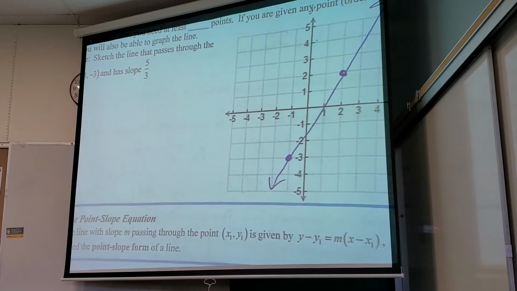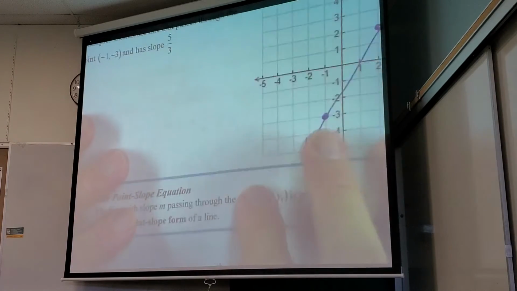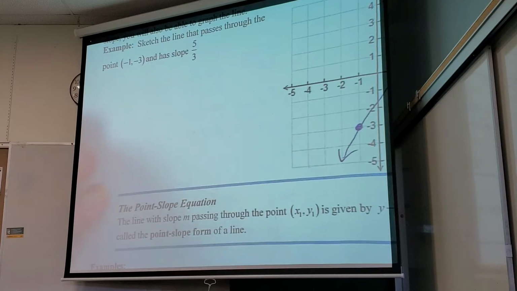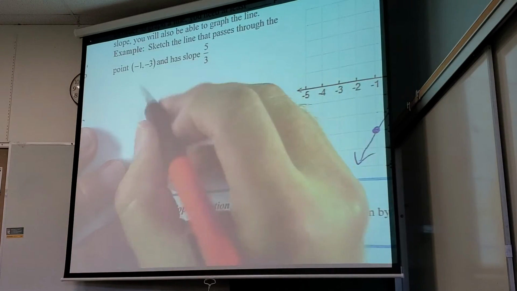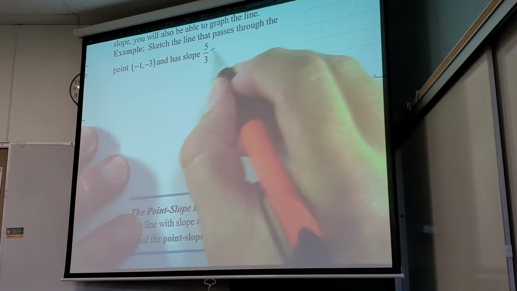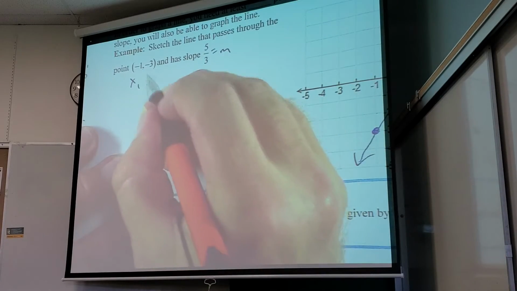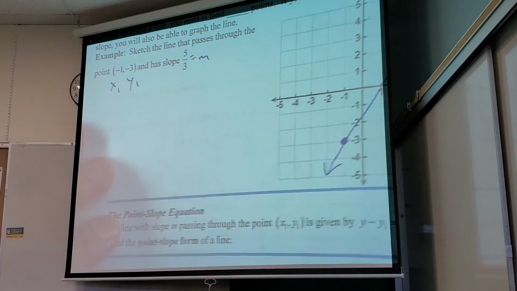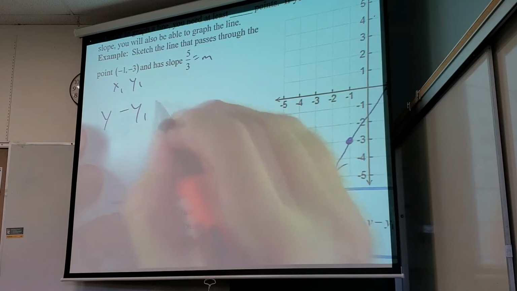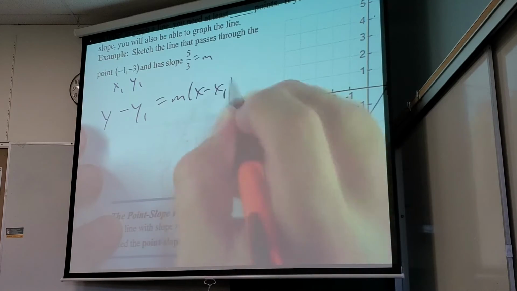Kind of want to go further with that one. Let's go further with that one. Just before we get down to here, watch this. My slope is 5/3. My point is right there, right? So if I use this guy, can I write the equation of this line?